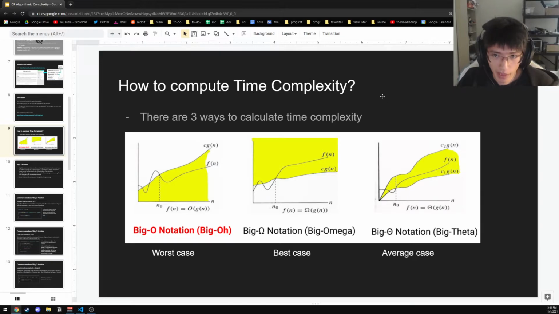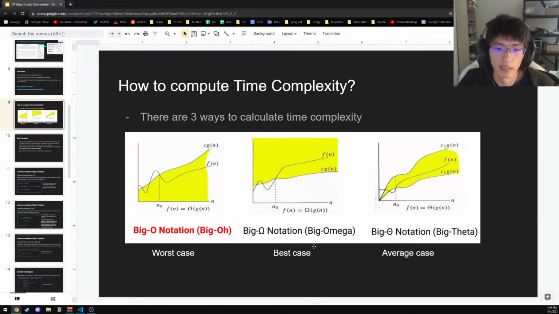So how do you compute time complexity? How do you notate it? There are different ways to talk about it, and 3 of them are big O notation, big omega notation, big theta notation. You don't really need to think about these too much.